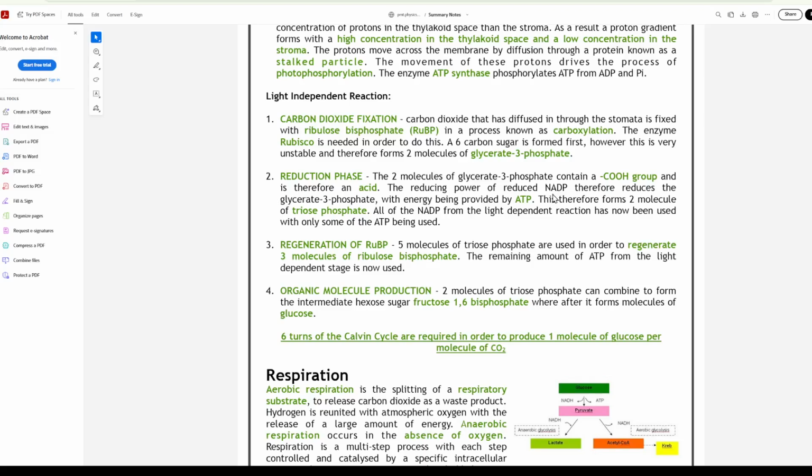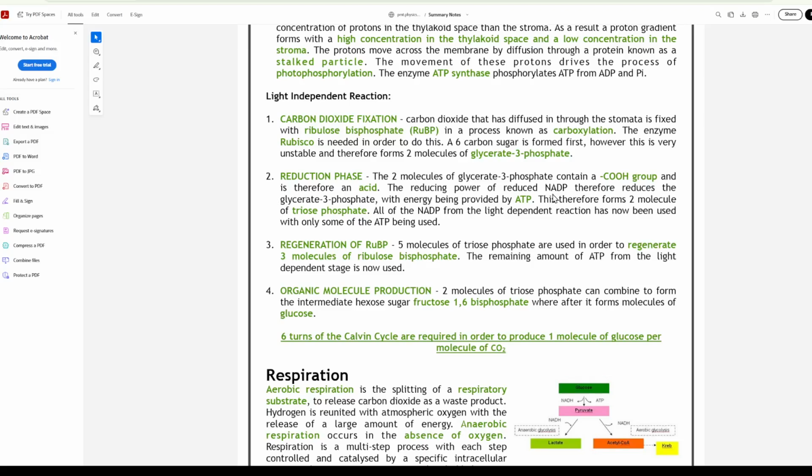Yes, GP to TP. All of the NADPH from the light dependent reaction has now been used with only some of the ATP being used, which is now ADP plus Pi. I thought it was NADPH. Brilliant.